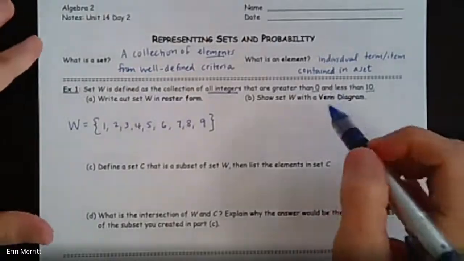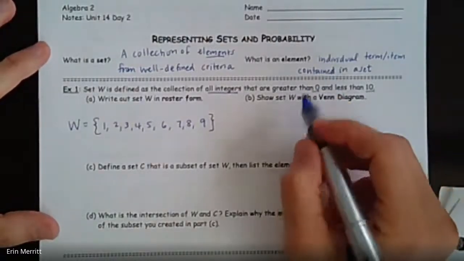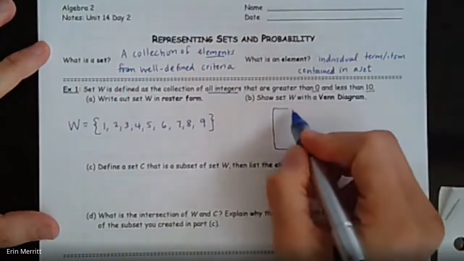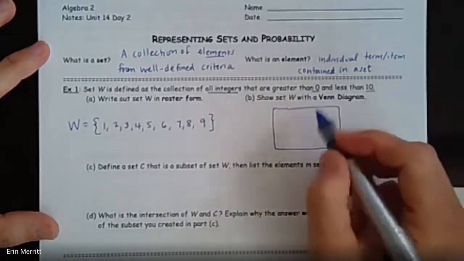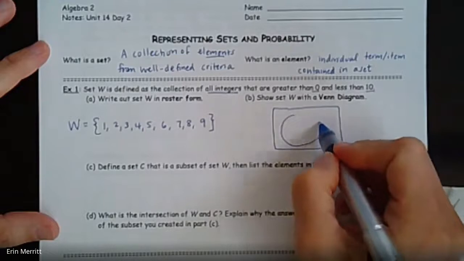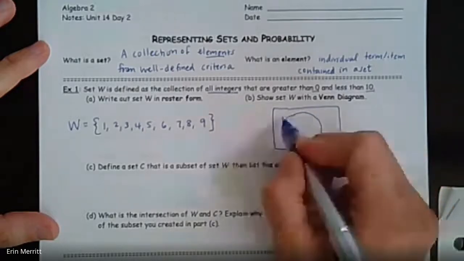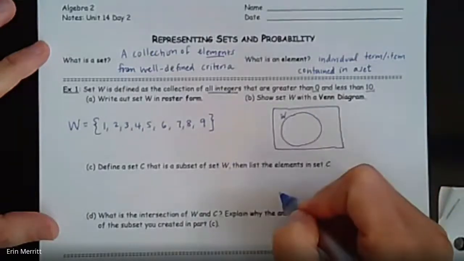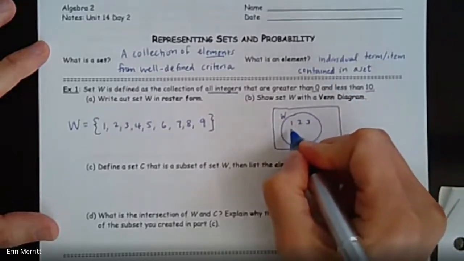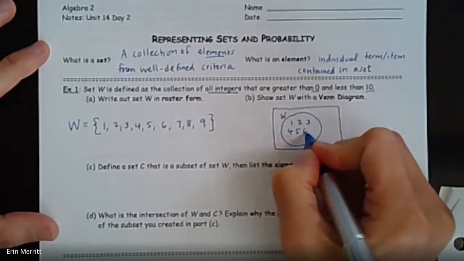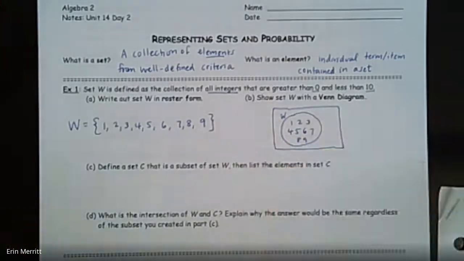When it says show W in a Venn diagram, Venn diagrams are when you have the big box and then you have the circles within it. You don't necessarily have to have the box itself, but the set is usually represented by a circle. Then we put the label on the outside for W, and all the numbers would just be inside. So you can list the numbers 1 through 9 within the bubble there. That's what our Venn diagram would be.